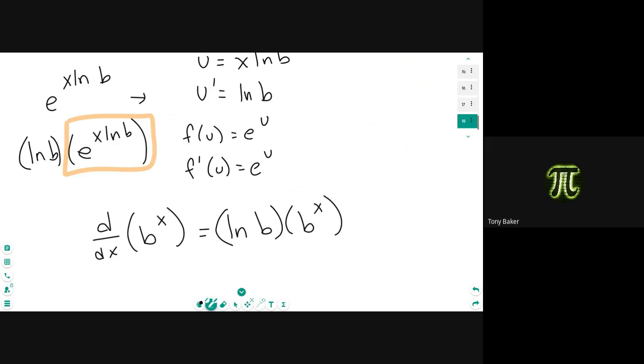If b was e, what's ln of e? ln of e is 1, because it cancels itself out. So if it was e to the x, that's why it's just e to the x. If it's any other number other than e, we have that ln there.